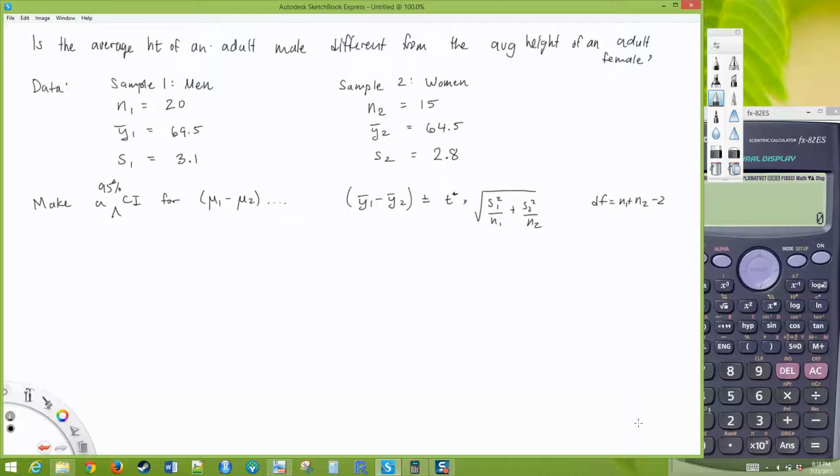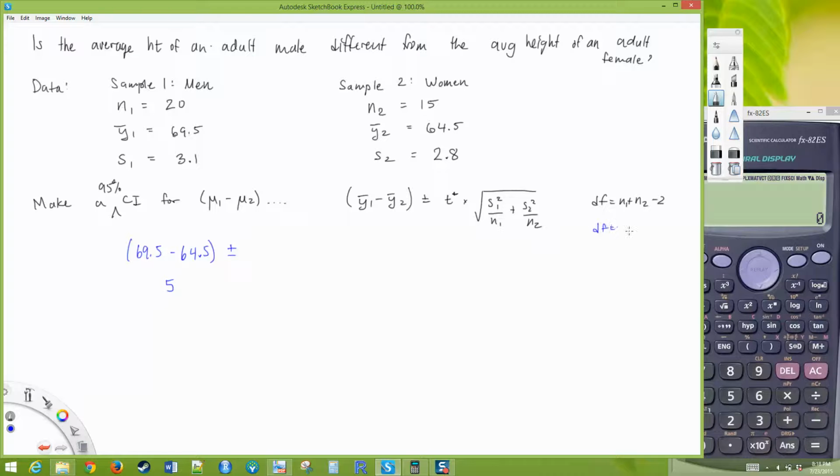Let's see how we did. Alright, so just gonna take our values here, and in the center of our interval we put y bar 1 minus y bar 2, so 69.5 minus 64.5. So based on our sample, we see a difference of 5 inches between the two sample means. And then we do plus or minus. Okay, so let's look up our critical value. So we have to figure out our degrees of freedom.